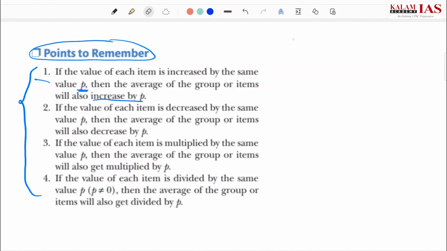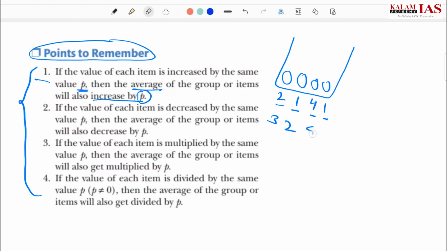Now as we saw in the last example, we have 4 balls in a bag, 2 kg, 1 kg, 4 kg and 1 kg. Now it is saying if the value of each item is increased by the same value P, then the average of the group will also increase by that same amount.